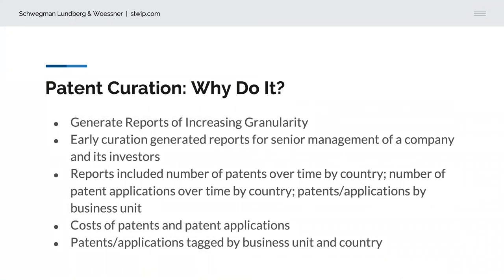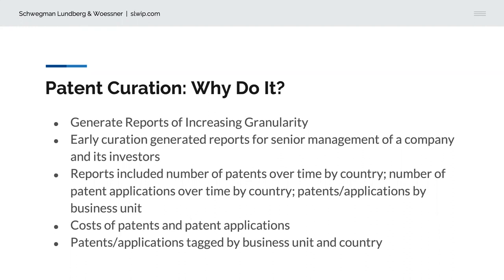In discussing patent curation, why do it? I think it's useful to take a trip down memory lane and look at how curation has been done in the past and why it was done. In the pre-database era, the big thing that a company could do was identify how many patents it had. This was actually a huge job because they were not located in a central place. So the company would have to contact all of its patent procurement companies and its maintenance companies in order to get the lists of patents. And then came the days when it was possible to create a database of patents that the company had.